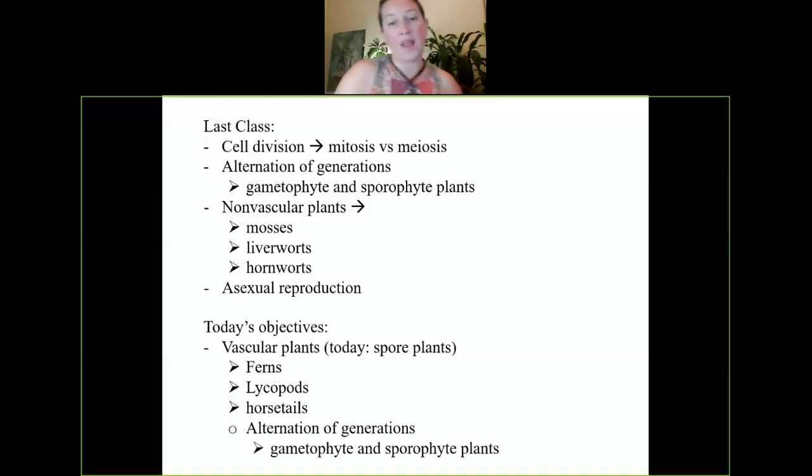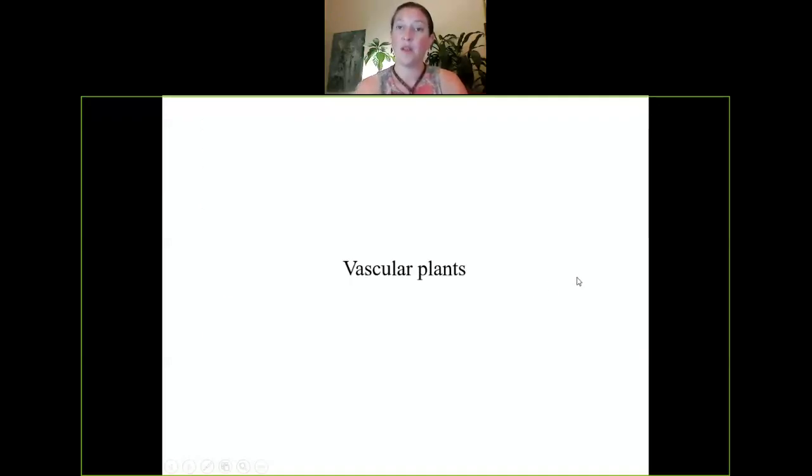And then, because I said alternation of generations, something we can't get away from for the rest of the classes, of course, we're going to have to talk about the alternation of generations as it pertains to these 3 plants. So last time we talked about the non-vascular plants. Today we're going to talk about the vascular plants.